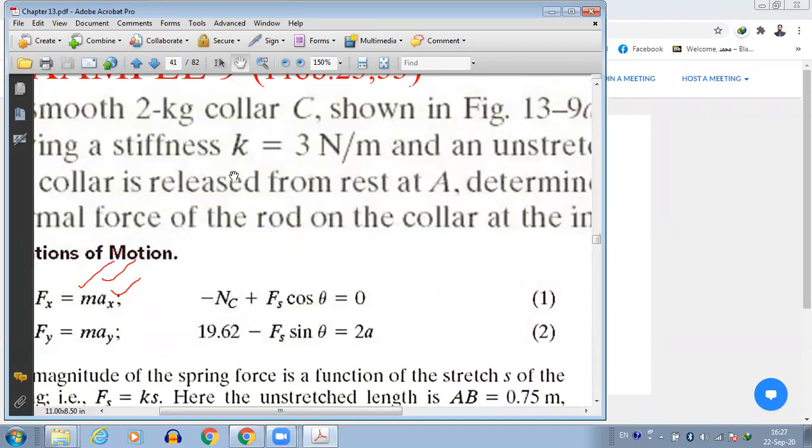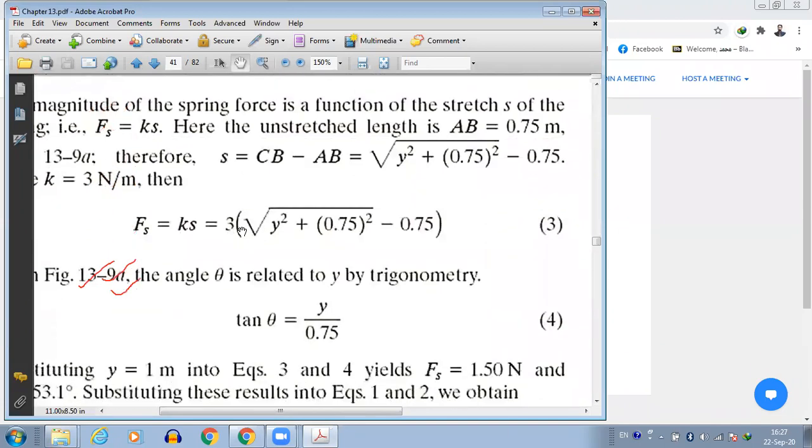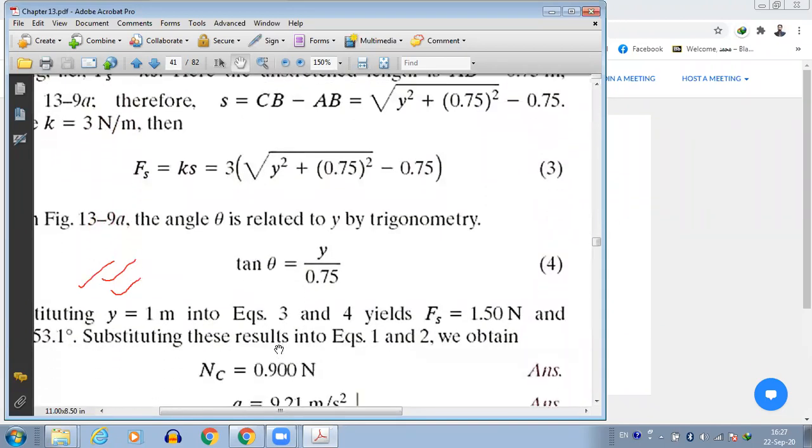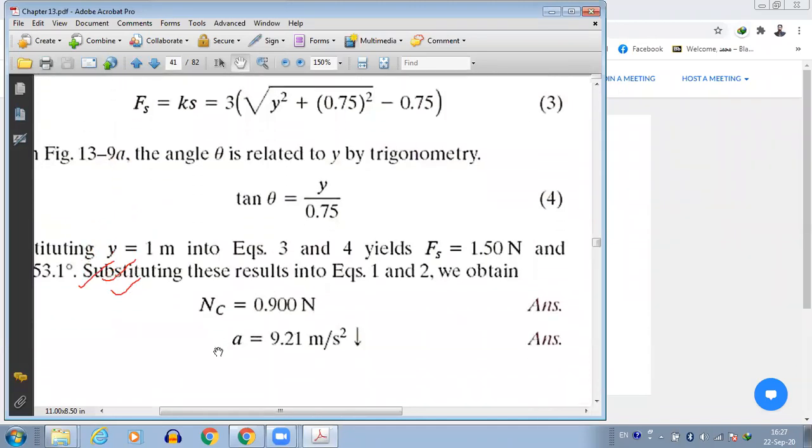Okay, so that's it. We just substitute the values. We will find tan theta, and then we will find theta. Once we have theta and Fs, we can find Nc. We can find the acceleration. So that's the solution of the problem. Is there anything that anybody does not understand in the solution of the problem? You can ask.